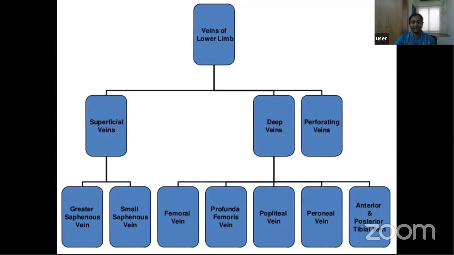Normally the blood goes from the superficial to the deep, and from the deep it goes upwards. Except in the foot, where the blood goes in the reverse direction. It goes from the deep to the superficial.